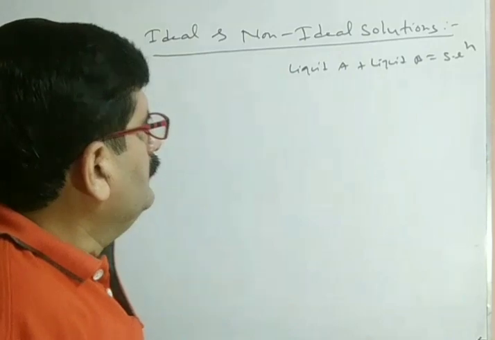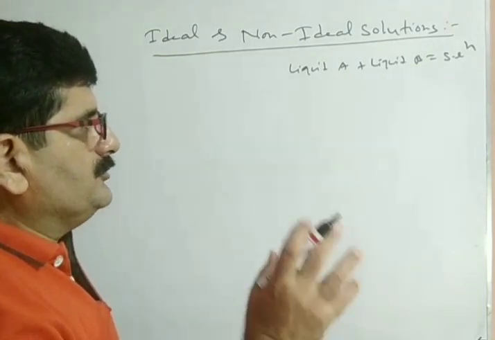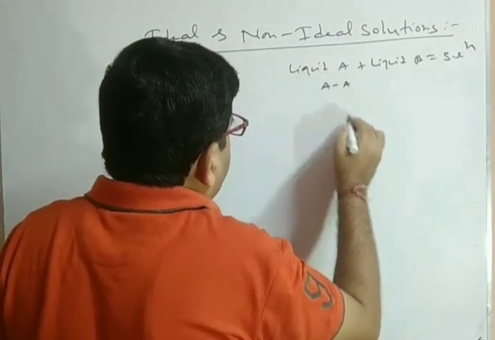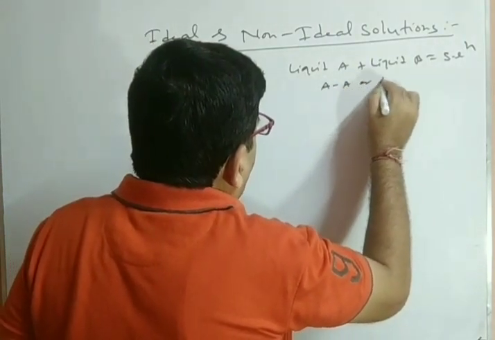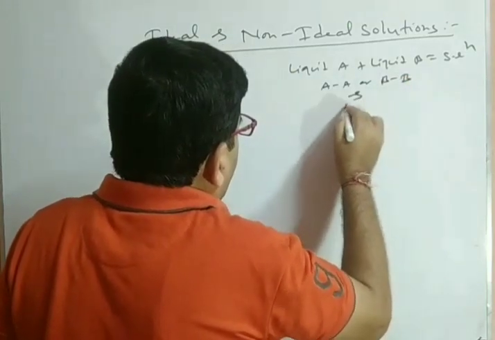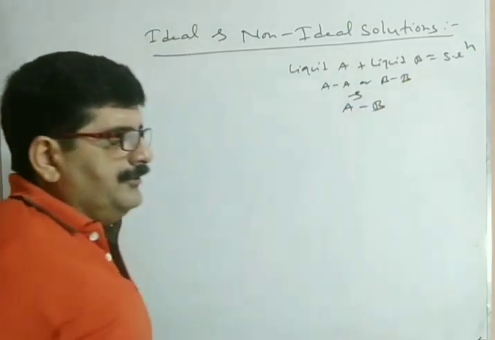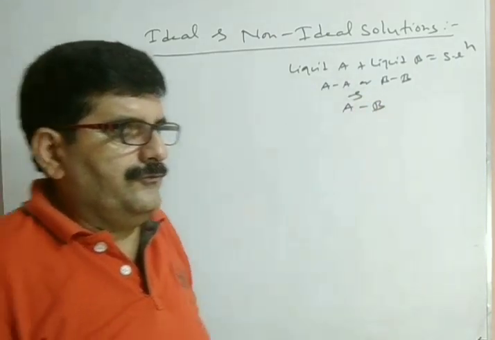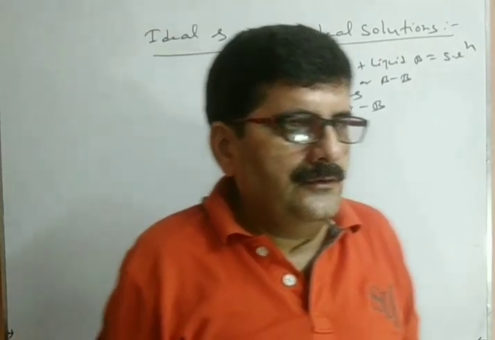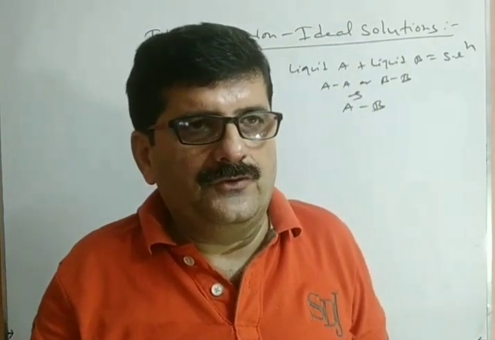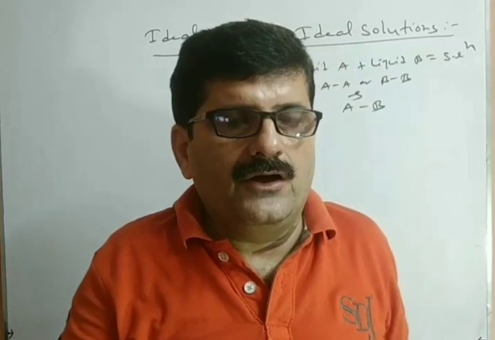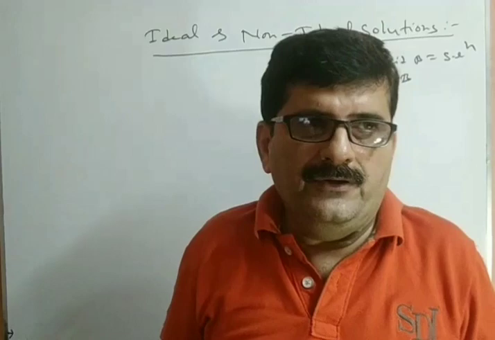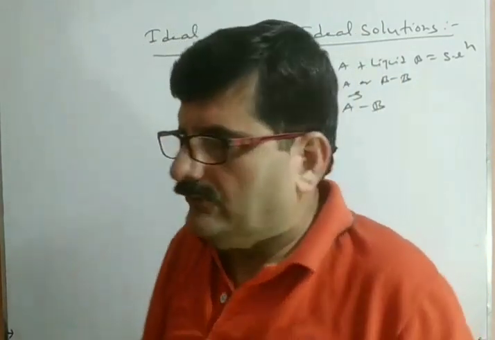In this solution, three types of interaction forces are applicable: AA or BB and AB. If AA or BB and AB interaction forces are equal, then there is no deviation in the solution and our solution becomes ideal in nature. There are many conditions favoring ideal solutions.